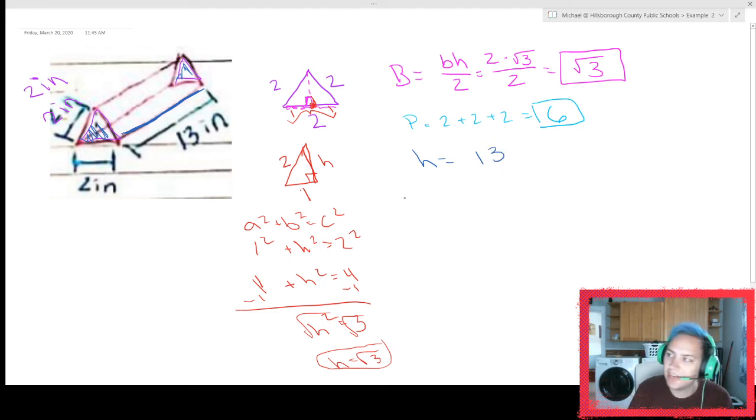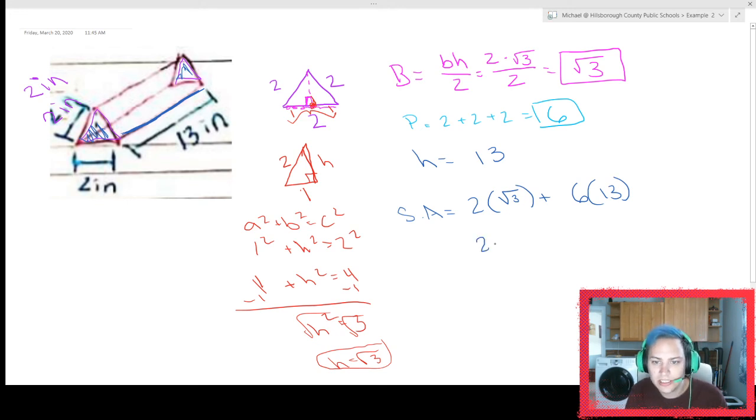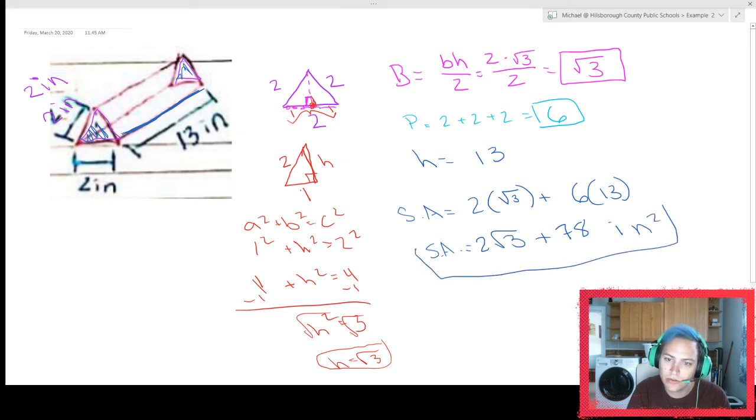And we just jump into solving it now. Surface area equals 2 times the area of the base, which is square root of 3, plus perimeter times the height, so 6 times 13. Add this all together, we're going to get 2 square roots of 3 plus 13, 26, 39, so it looks like 78. I just left it here in my notes because I said, okay, well, I don't know what the square root of 3 is. It didn't say if we were supposed to round. It's kind of my fault because I should have put that. So let's just leave it as 2 radical 3 plus 78 inches squared.